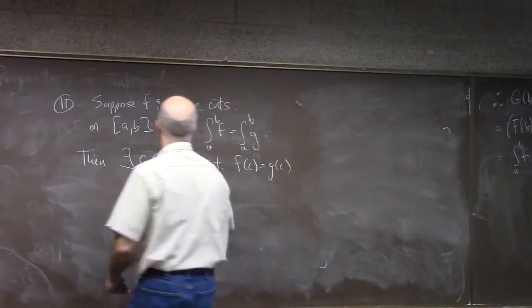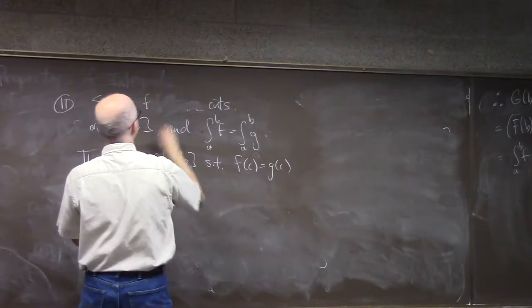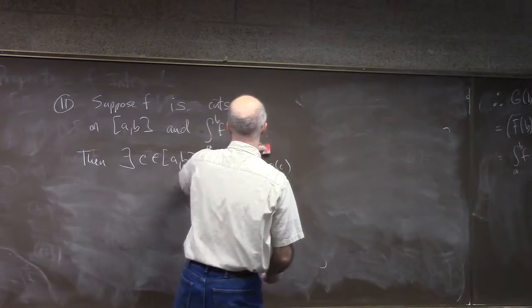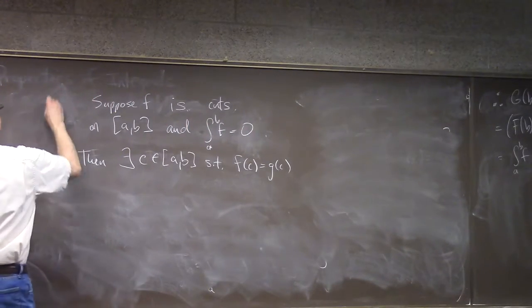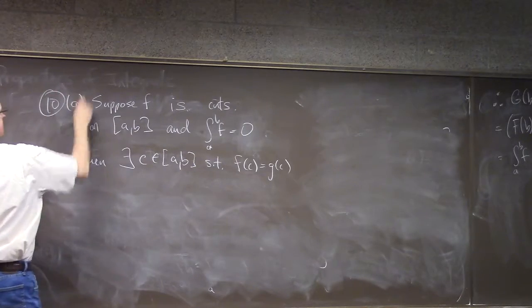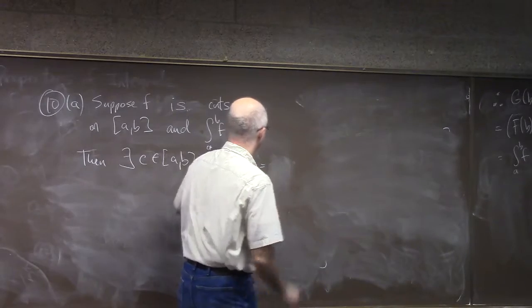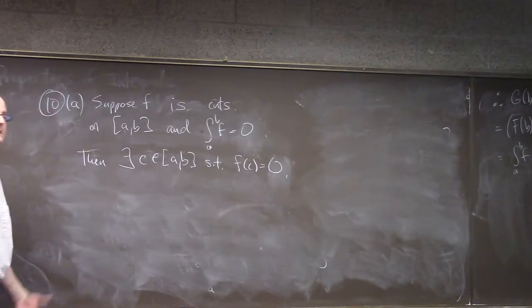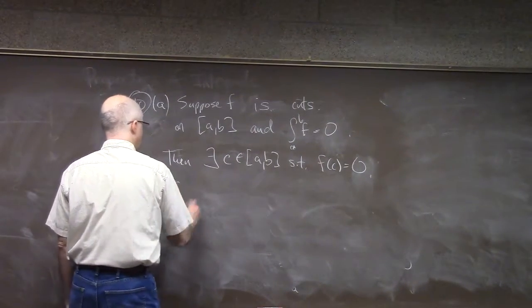10a says, suppose you've got one function, its integral is 0, show there exists a c in the interval so that f of c is 0. The quickest proof of this actually uses the fundamental theorem of calculus, Part A.